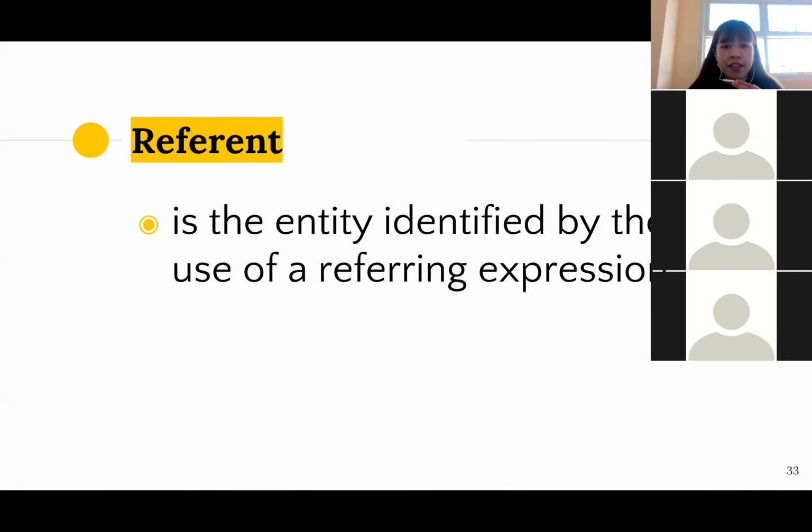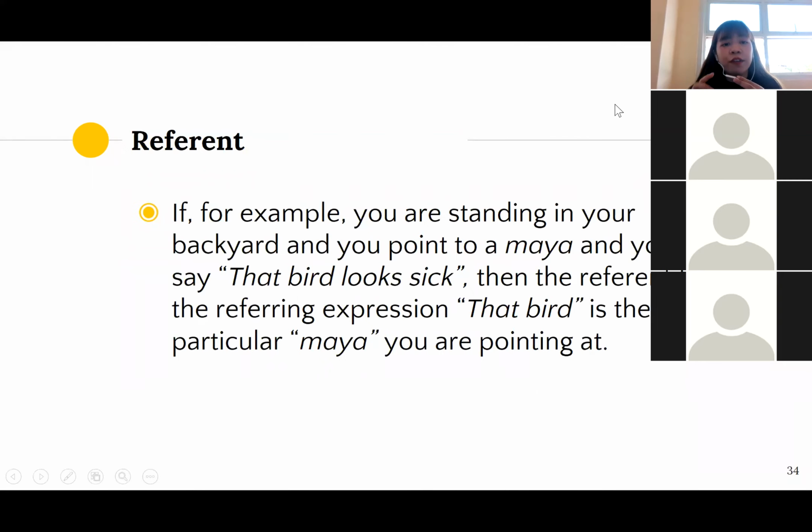So next we have reference. A referent is the entity identified by the use of a referring expression. For example, you are standing in your backyard and you point to a maya. Say your backyard is a place where birds like to hang around. There is a maya there and you say to your sister or brother, "That bird looks sick." The referent in the referring expression, that bird looks sick, is the particular maya you are pointing at.